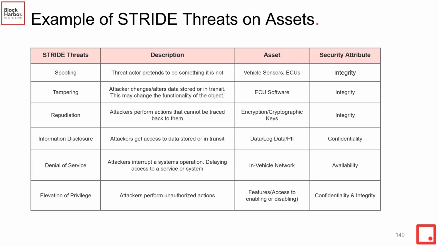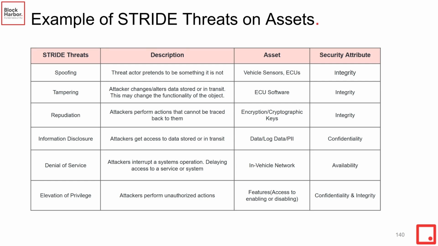Let's take a closer look at some concrete examples of how the STRIDE methodology applies to automotive cybersecurity. In this table, we've mapped the 6 types of threats defined by STRIDE to specific vehicle assets and highlighted the corresponding security properties, focused on CIA, that may be compromised.